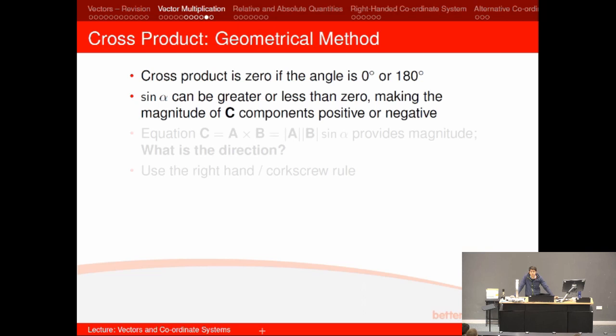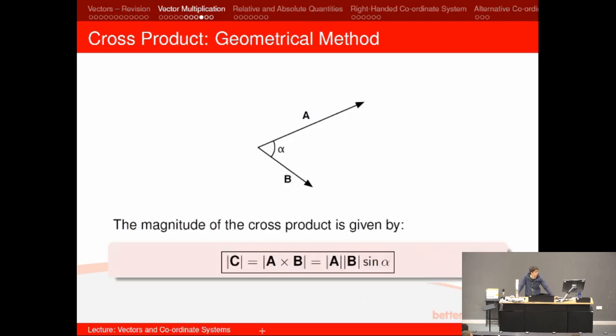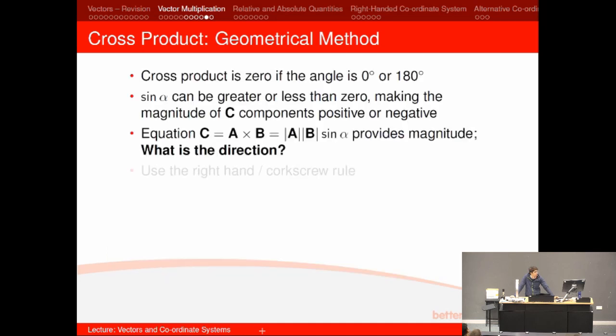Essentially, if you think about sin 0 and sin 180 being 0, by looking at this equation at the bottom, sin alpha, if the angle between the two vectors is 0 or 180, then automatically the cross product will be 0 as well. Okay, and equation C provides the magnitude, but what is the direction?